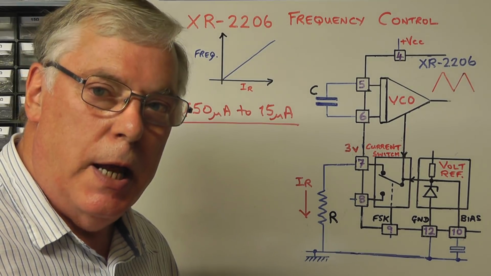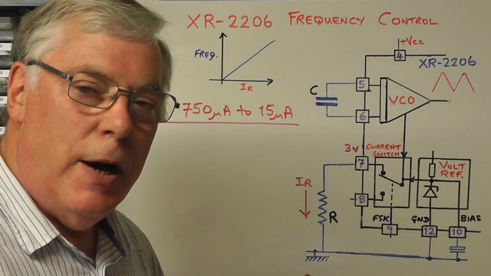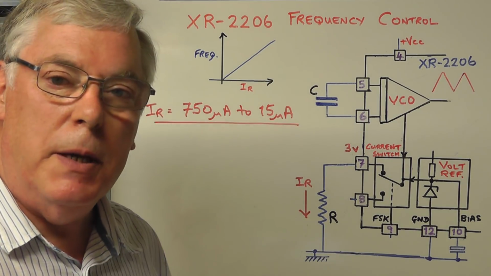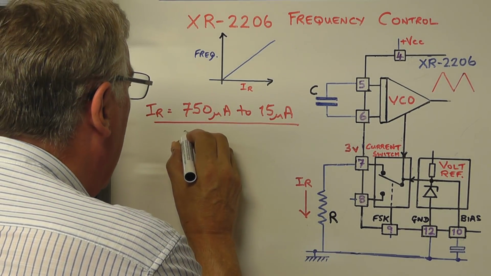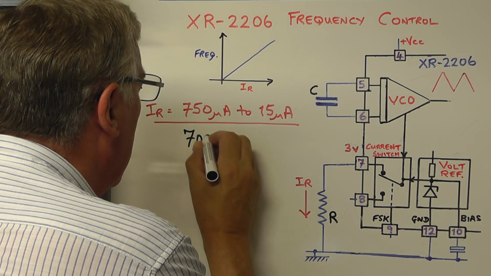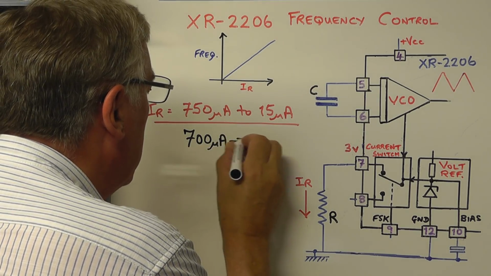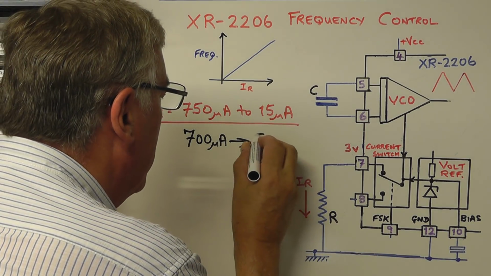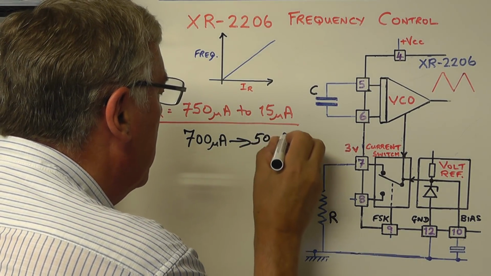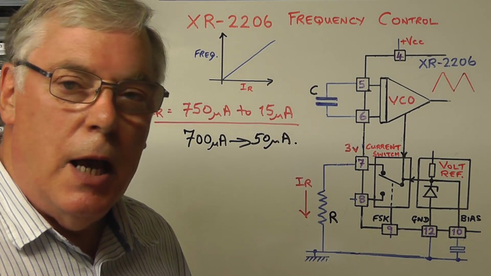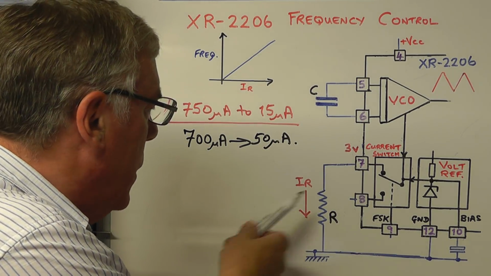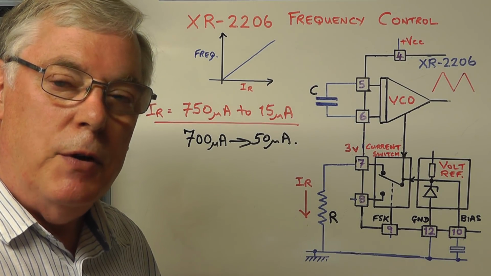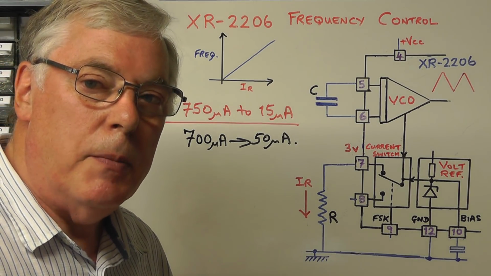but what I want to do in our circuit today is not just go to the limits. I want to try and make the oscillator as stable as possible, so I'm going to stay well within those limits. So I'm going to choose the highest current for our design today of 700 microamps, and I'm going to go all the way down, not to 15, but I'm going to take it down to 50 microamps. So in our design today we're going to design the circuit so the timing current flowing through that resistor is going to vary from 700 to 50 microamps.